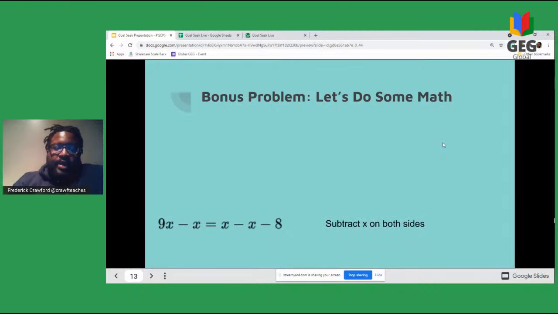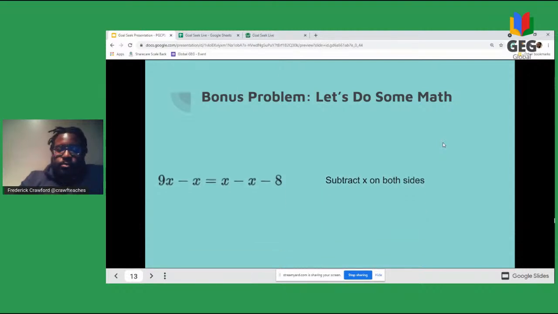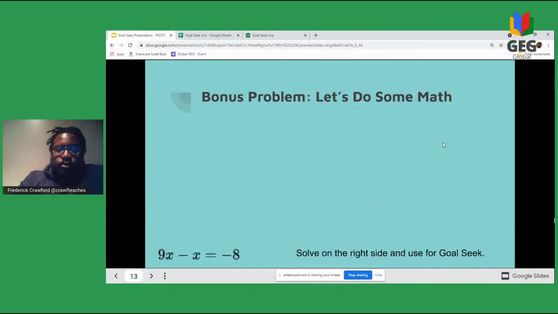I had 9x equals x minus 8. Now this time, since I want the minus 8 by itself, I'm subtracting x on both sides. Now, with that being said, I keep it as 9x minus x equal to negative 8. So let's find out what that will equal to.